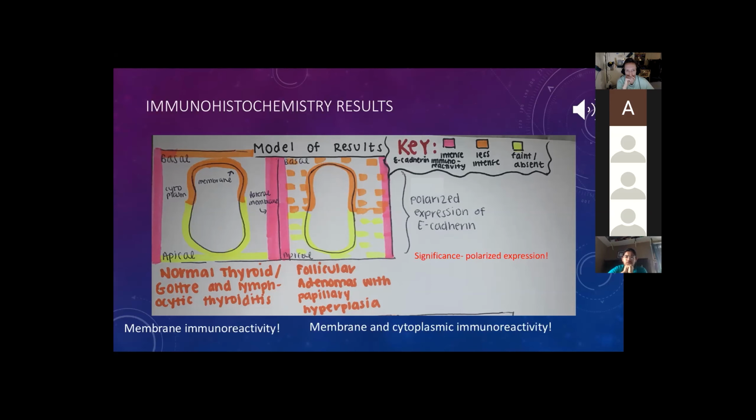The significance of this model and the results is that both of these non-cancerous types of thyroid cells show a polarized expression of cadherin. This is seen by the uniform pattern of colors shown in this model.